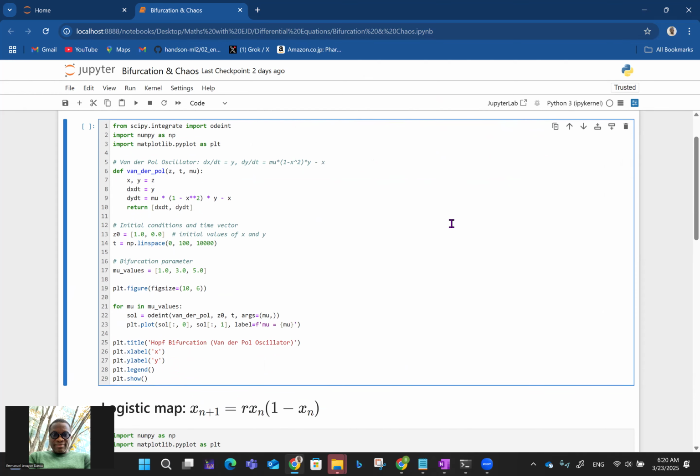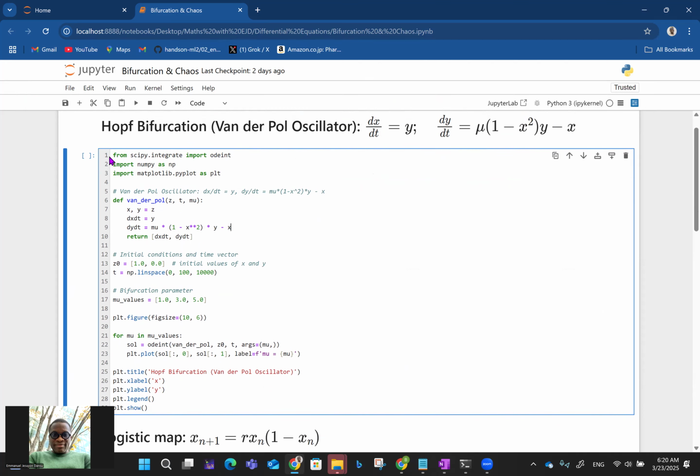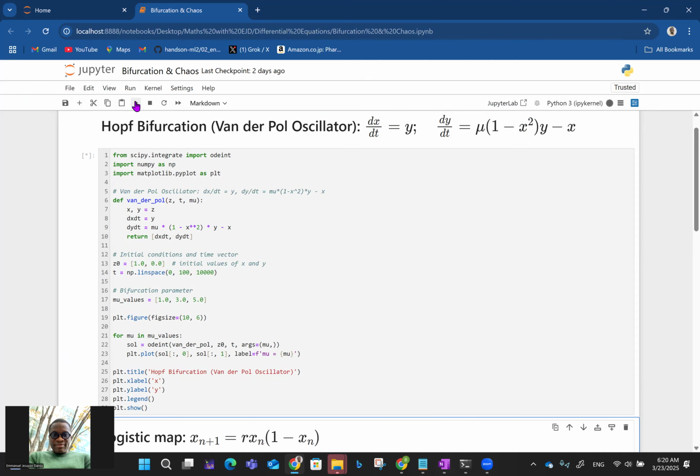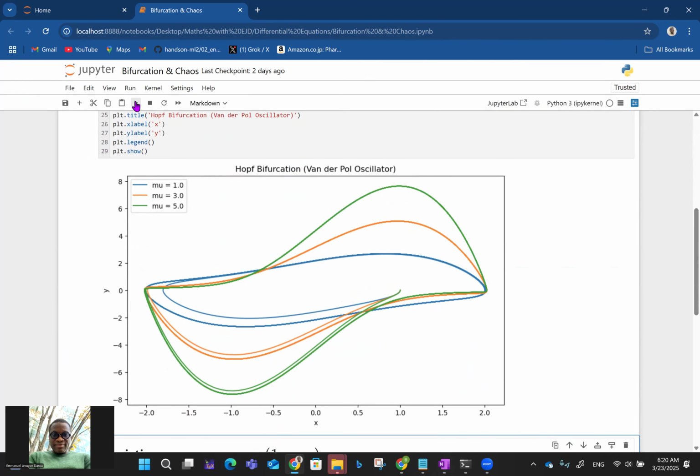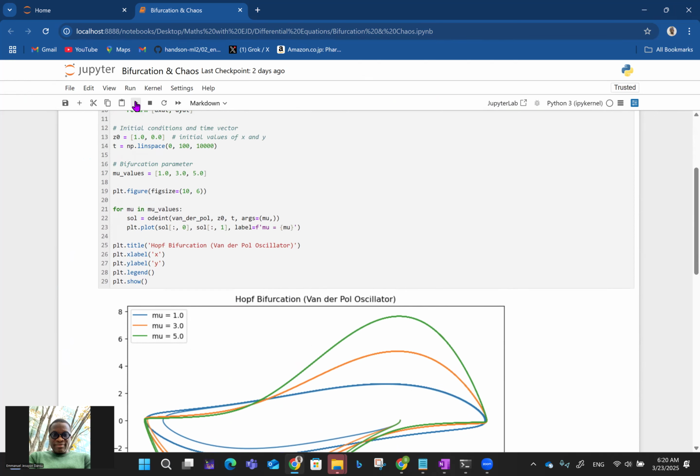So, with the code, look at the code now. We have defined that equation: dx dt is y, dy dt is mu into 1 minus x squared times y minus x. And then we have initial conditions, x is 1 and y is 0, basically. For mu values, we take three different values, 1, 3, and 5. We can vary that also to see what it looks like. If you run this, we have what we call the Hopf bifurcation. Depending on what value mu is, you have that Hopf bifurcation.